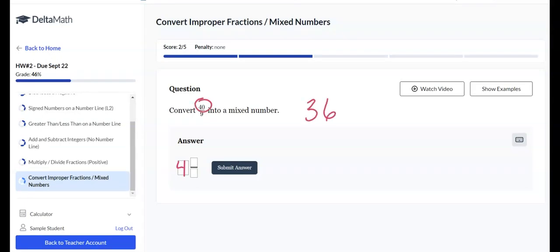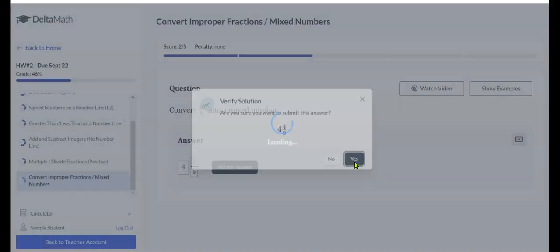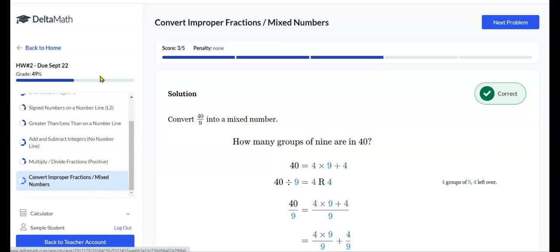But how much do I have left? Well, 40 minus 36 will tell me how much I have left. That's called a remainder. So remainder is 4. My denominator never changes. 4 and 4/9. That's it.